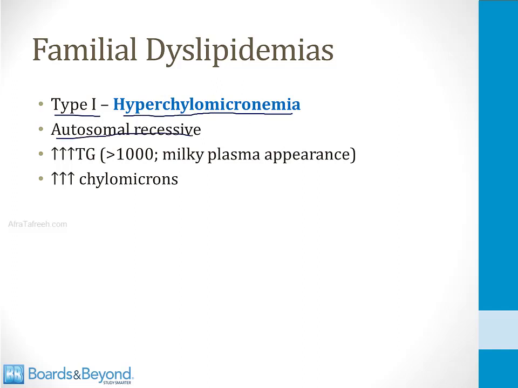This is an autosomal recessive condition, and children born with this condition have very, very high triglycerides. Remember before I said a normal triglyceride level is less than 150. These people typically have levels that are greater than 1,000. They can have a milky appearance to their plasma when you draw blood from them. And as I said before, the chylomicron levels are markedly increased.